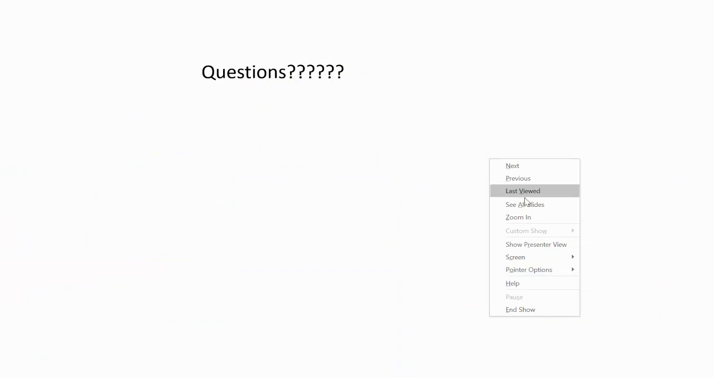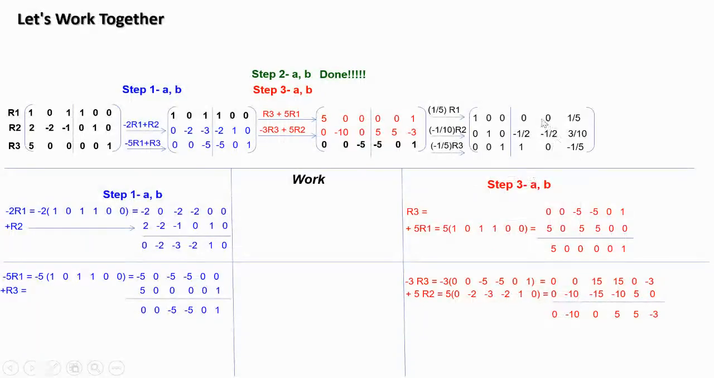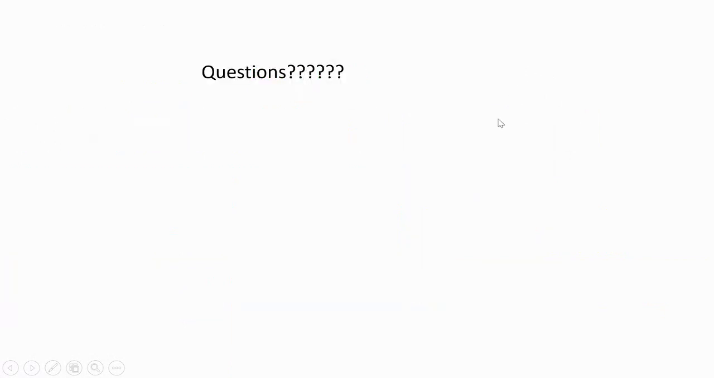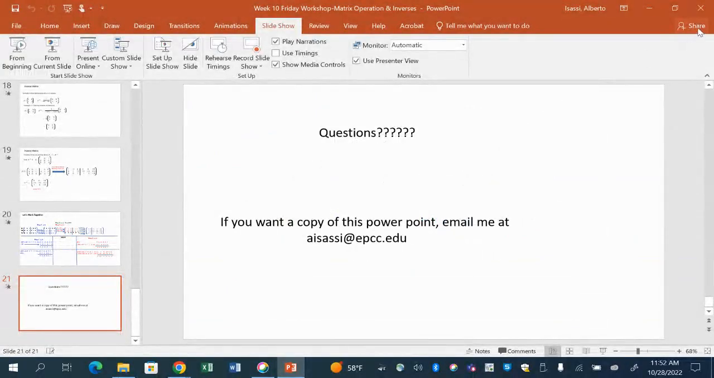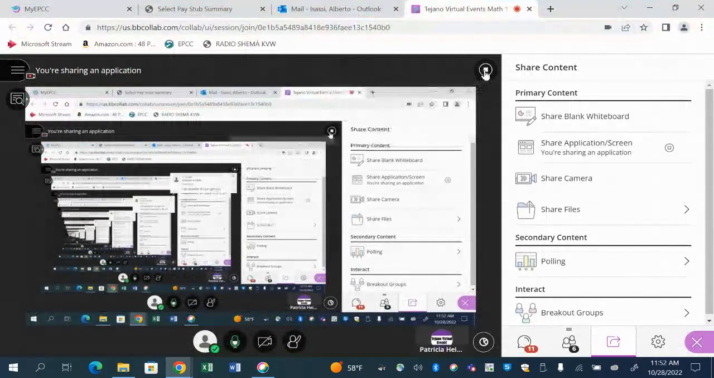So guess what, guys? Let me go back real quick. This is my inverse: 0, 0, 1/5, -1/2, -1/2, 3/10, and 1, 0, -1/5. So this is my inverse. I believe we're done with this workshop. Hopefully, this was very helpful. Okay, so let me go back to Blackboard.